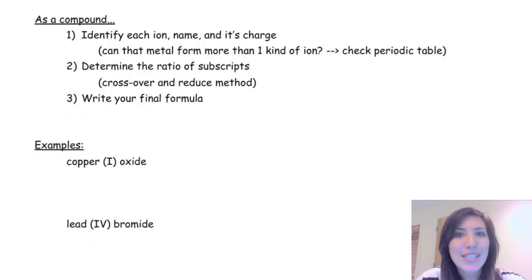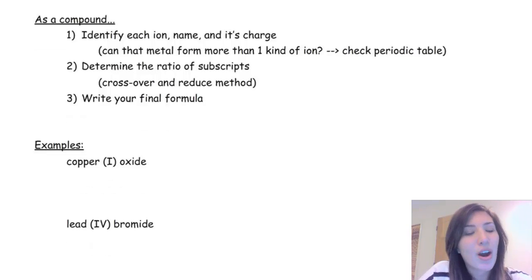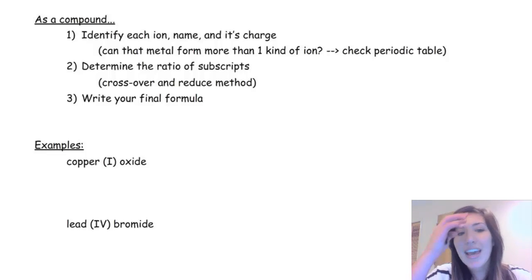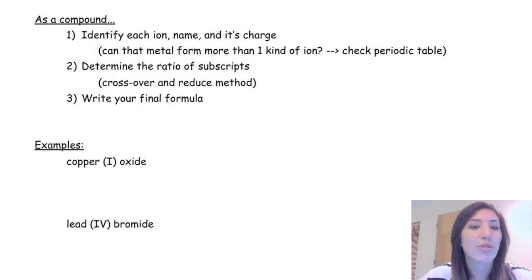So what happens then if we put these metals into a compound, put them together with a nonmetal? So first thing you want to do is identify, okay, what ion do you have? What is the element we're working with? What's the name of it? What's its charge? Can that ion form more than one kind of ion? So do you have something like oxygen where there's just one way, it's only 2-, or do you have something like iron where it could be 3+ or it could be 2+? Then you can determine the ratio of your subscripts. Remember that crossover and reduce method.